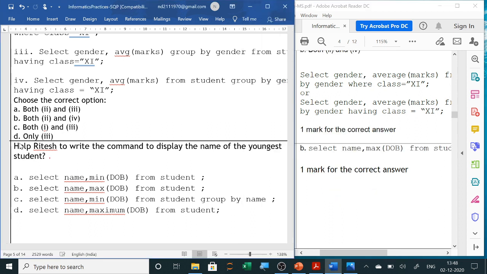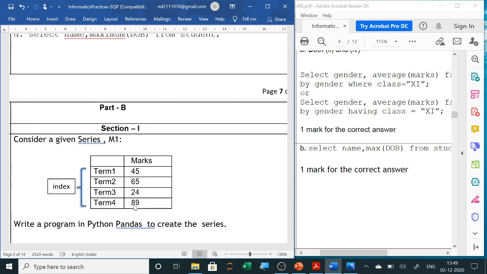Alright. Now the next question is: help Ritesh to write the command to display the name of the youngest. Now youngest means maximum date of birth should be there, and if it is oldest then minimum date of birth should be there. So here you can see the maximum date of birth, only B option is correct. So it is very easy, in seconds you can do it.